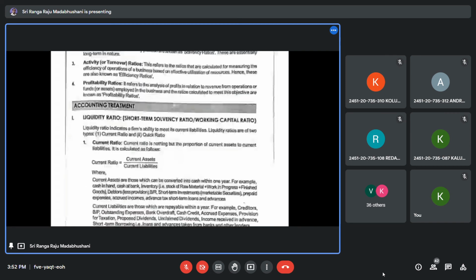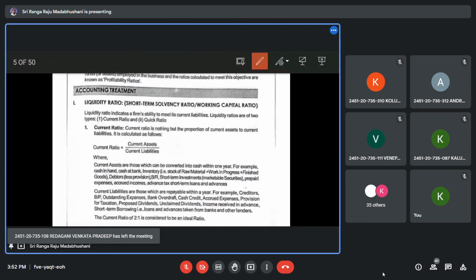liquidity ratios. Under liquidity ratios, the first one is the current ratio. The liquidity ratio gives a picture of how sound and strong we are in being able to meet the day-to-day expenses. So that is the current ratio: current assets by current liabilities. Now one should know what current assets and current liabilities are.